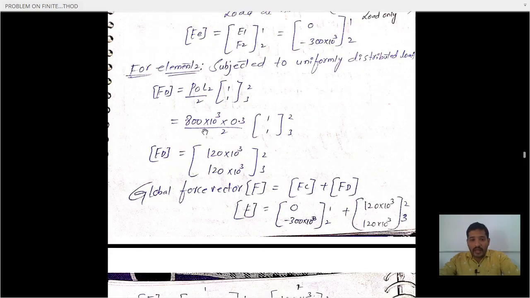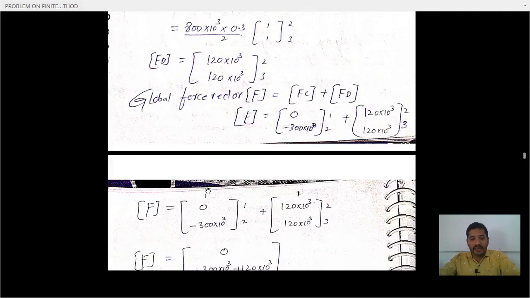So after that, if you multiply 800 into 10 power of 3 by 0.3 and divide by 2, then you will get the value 120 into 10 power of 3. After getting the 120 into 10 power of 3, you just need to place it here, 120 into 10 power of 3, and here also 120 into 10 power of 3. This is for nodes 2 and 3.